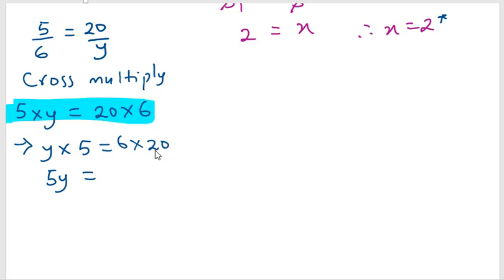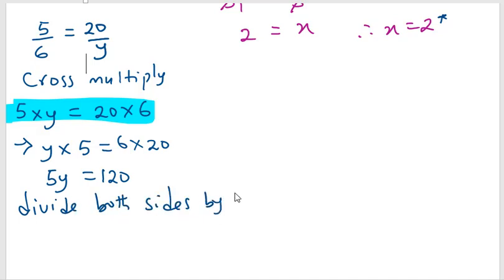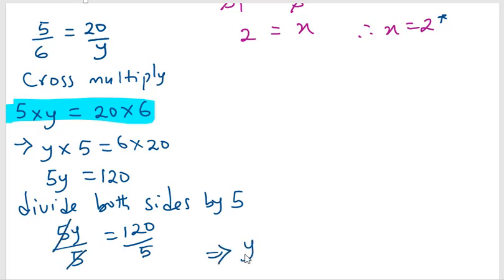And then 6 times 20 should be 120, but let's check. So 20 multiplied by 6, 6 times 0 is 0, 6 times 2 is 12, right? So 120, we are correct. Let me get rid of this. From this very point, we can now divide both sides by 5, right? So divide both sides by 5, so that we can have 5y divided by 5 is equal to 120 divided by 5. 5 will cancel out, and then y will stand alone.